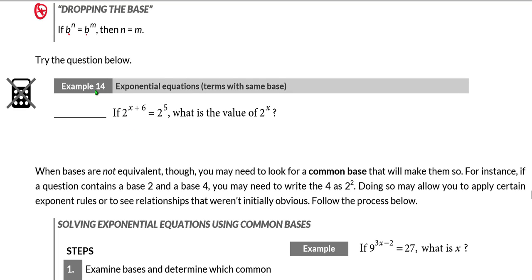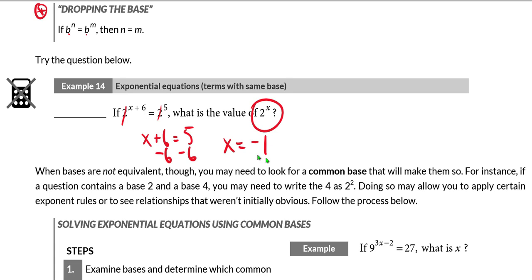So in number 14, you should try this on your own. Should be fairly simple. We've got 2 to the x plus 6 equals 2 to the 5th. What is the value of 2 to the x? So what are we going to do? We're dropping the base. We are going to set x plus 6 equal to 5. X plus 6, exponent on the left, 5, exponent on the right. We set them equal to each other. We subtract the 6, we get x equals negative 1.